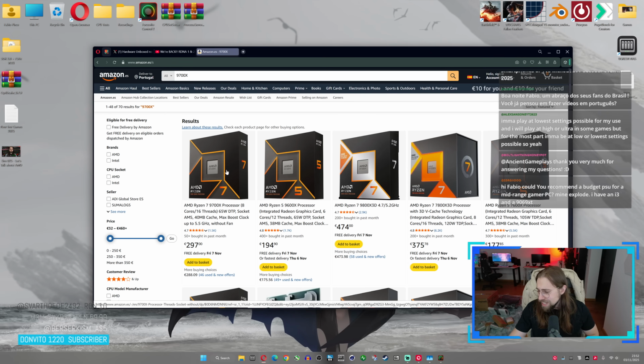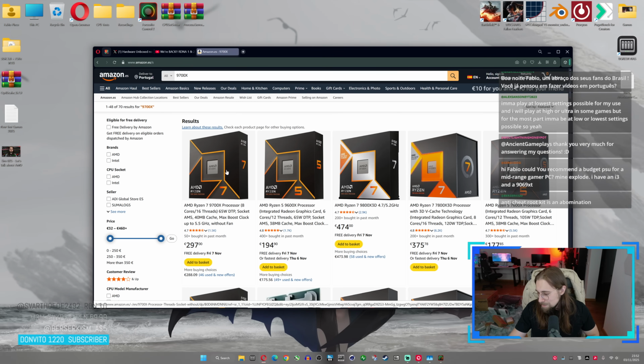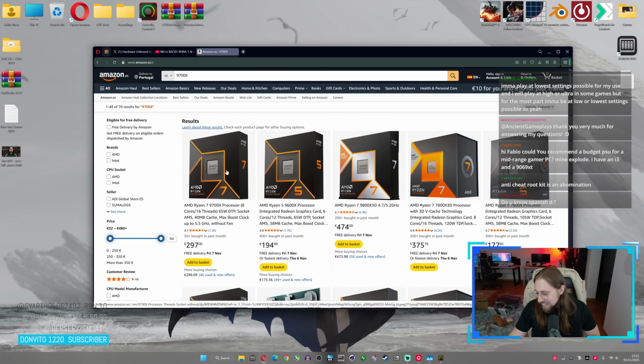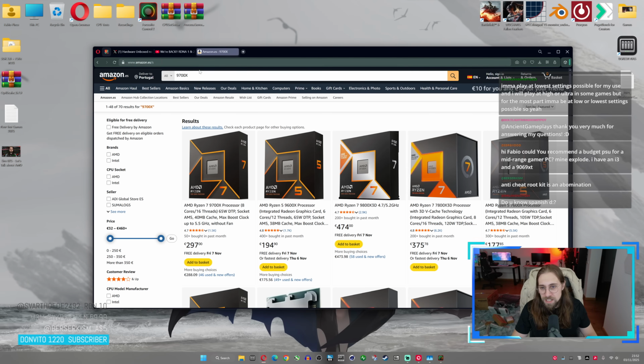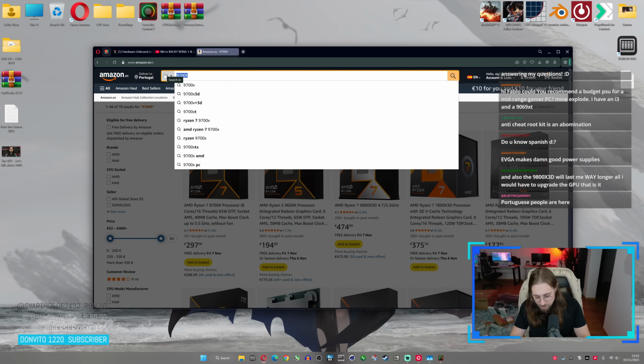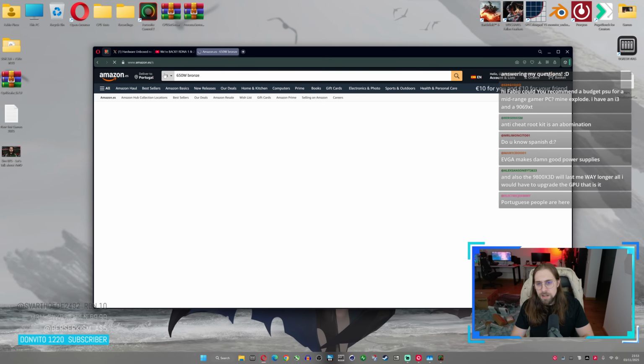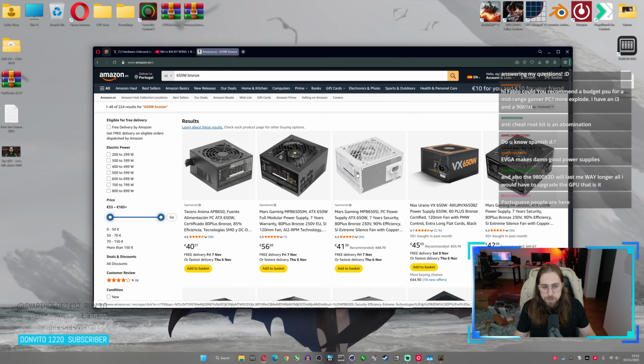Hi Fabio, could you recommend me a budget PSU for a mid-range gamer PC? Mine exploded. I have an i3 and the 9060 XT. Well, that i3 might be bottlenecking, but we'll get there. Anyway, as for PSU, I know a bit of Spanish, yes. As for PSU, maybe something like 650 watts. Bronze will be more than enough, especially if you don't really want to spend much money.